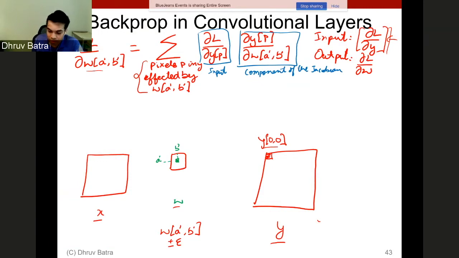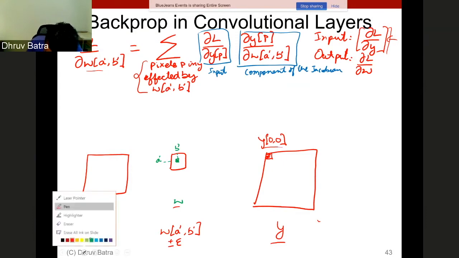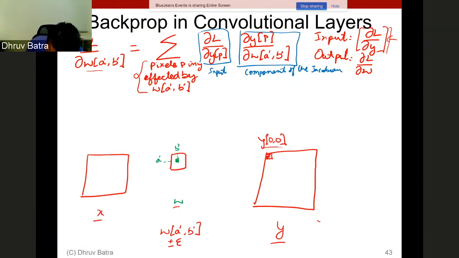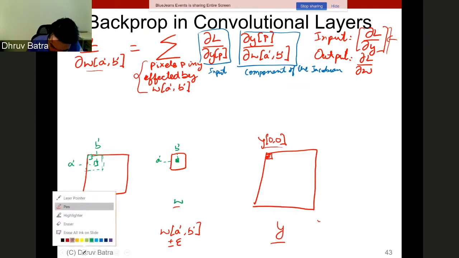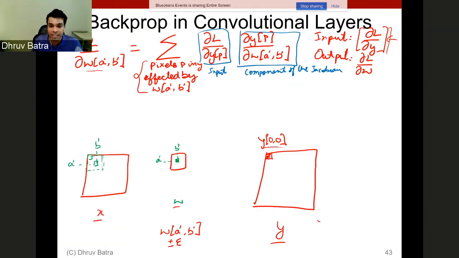So Y0,0 first of all will change, because in order to compute Y0,0, you place this filter W on top of the X0,0 location, and therefore this A prime, B prime number multiplies X A prime, B prime, and therefore that shows up in this calculation. So first of all, all pixels are affected. The reason why I did this is, this is one direction. In this one direction, the answer to the summation is all pixels are affected. When you do the other direction, which is loss with respect to X, all pixels are not affected.